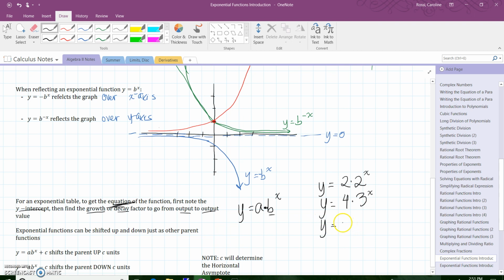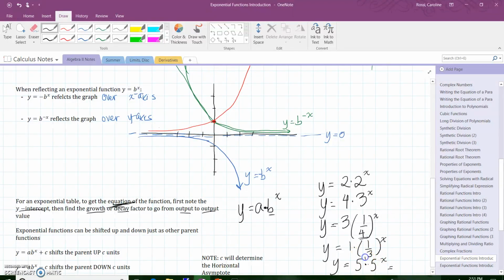For the third one, the y-intercept is 3. To go from y value to y value, you could think, oh, I'm dividing by 4. But you really want to think, like, what am I multiplying by? And it's 1/4. Notice this is less than 1, obviously, because it's decay. For the fourth one, it's decay again. My y-intercept is 1. I'm dividing by 3, meaning I multiply by 1/3. And for my last table, my y-intercept is 5. To go from y value to y value, it's growth. I'm multiplying by 5. Notice that 5 times 5 to the x.